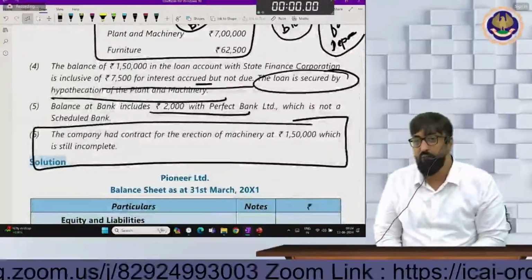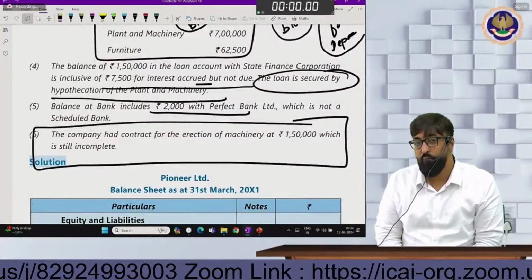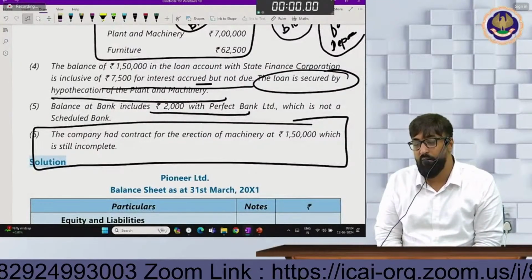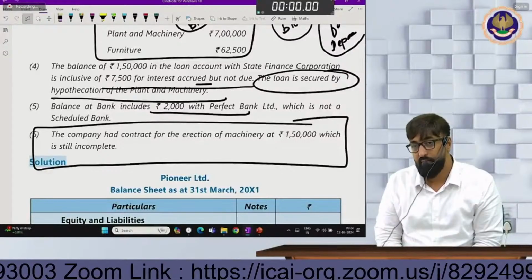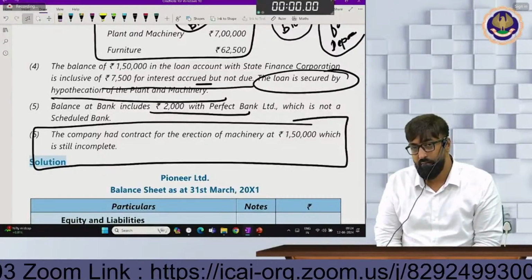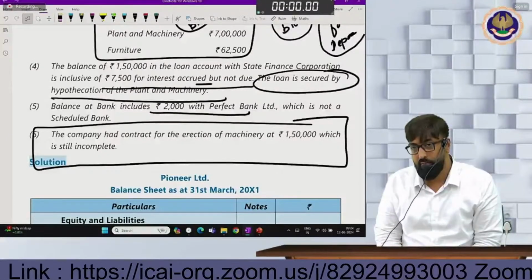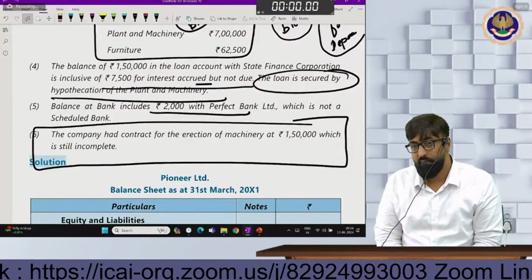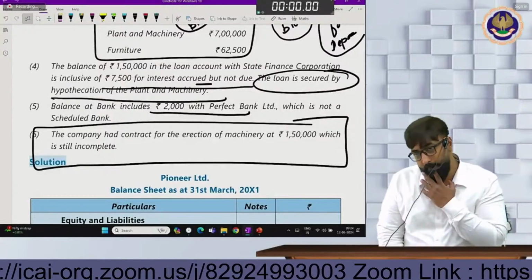Then what about 1,50,000? Are you going to put 1,50,000 under long-term borrowing, or you will bifurcate it? So we will bifurcate it. Long-term borrowings, we will put 1,42,500, and the 7,500 we will put it as other current liabilities, interest accrued but not due on loans.